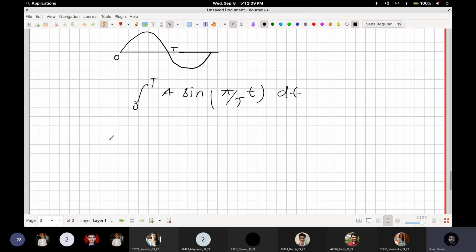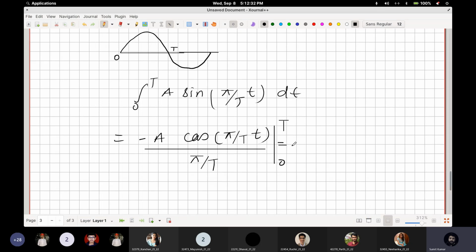So what is the integration of sine? Can somebody tell me? It's minus cos, isn't it? Yes, sir. Minus cos of pi by T into t. And here you will divide it by pi by T, right? Again, we will be putting the limits 0 to capital T. Let me take these things common, so A T divided by pi is what I have taken as common.